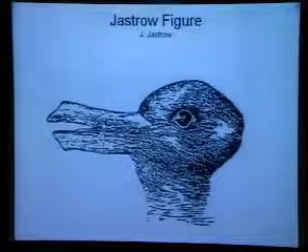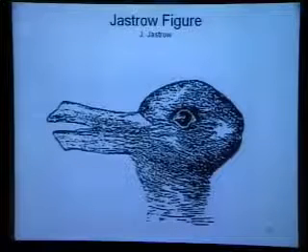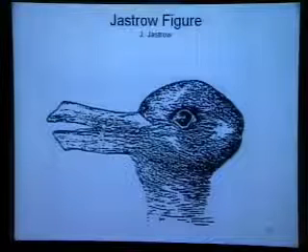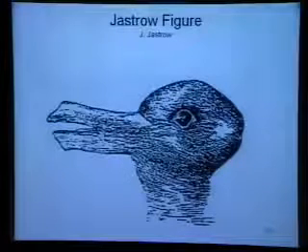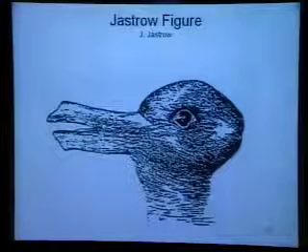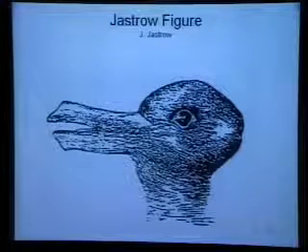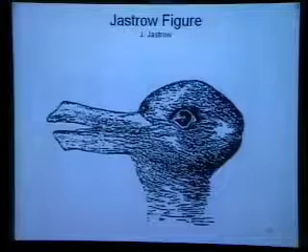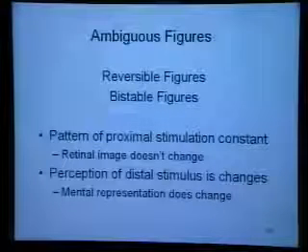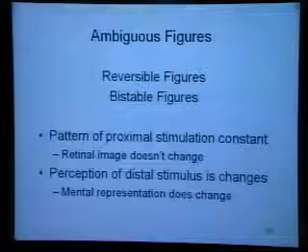This picture originally appeared in a German humor magazine called Der Fliegende Blätter, which I think means the flying bladder, but I'm not sure. In any event, the American psychologist Joseph Jastrow picked this up, and it's now known as the Jastrow rabbit-duck figure. Again, the stimulus remains constant, but the perception changes depending on how you look at it. These are, again, known as ambiguous figures, sometimes reversible figures, sometimes they're known as bistable figures.